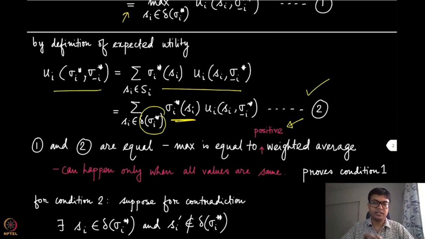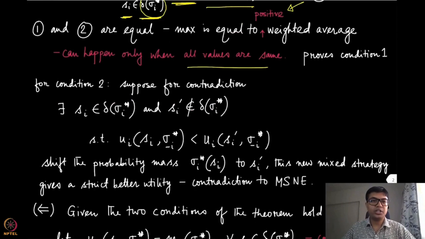If there are dissimilar numbers, and one is slightly larger than the others, then the convex combination will certainly be smaller than that maximum number. So it can never happen unless all the numbers are exactly equal. And that is exactly what we conclude from here. When all the values are the same, that means all these u_i(s_i, sigma_minus_i star) are the same for all the strategies living in the support of sigma_i star. So that essentially proves condition one.